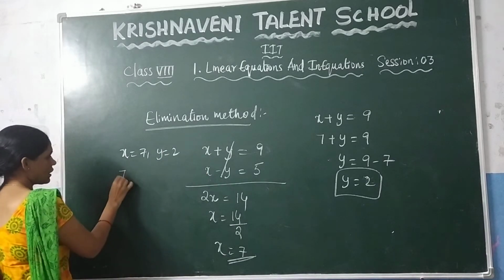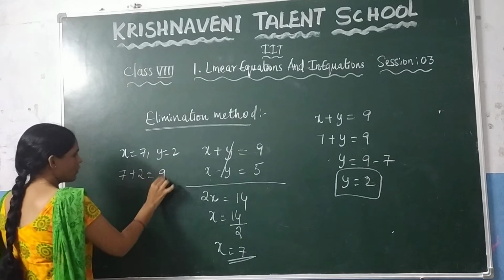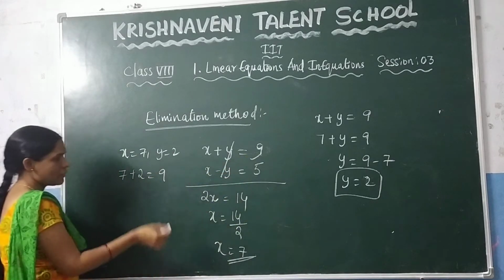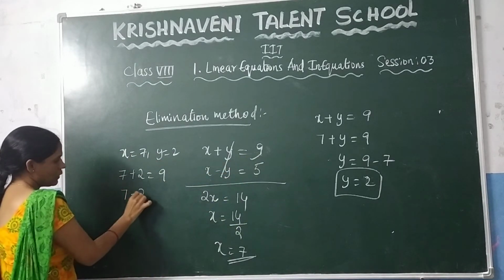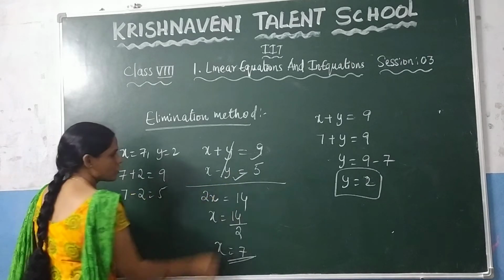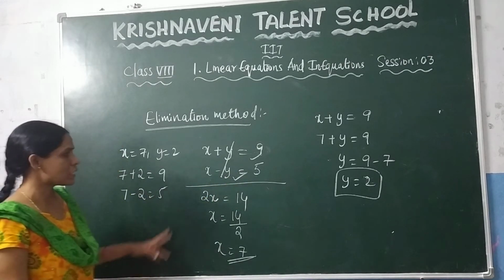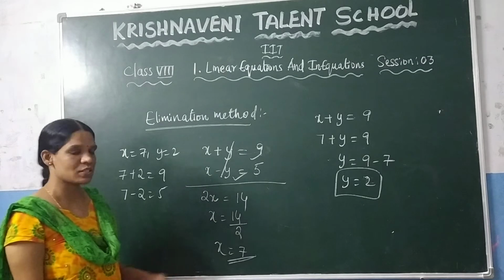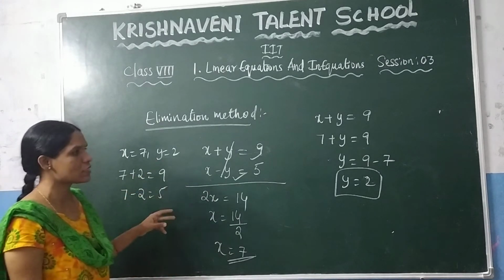So x plus y is nothing but 7 plus 2. You have to get the answer, which is 9. And similarly, subtract this one, 7 minus 2, which is 5. So what are those two numbers that satisfy these two linear equations? x is equal to 7 and y is equal to 2.